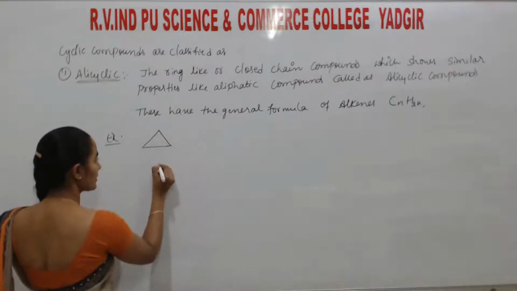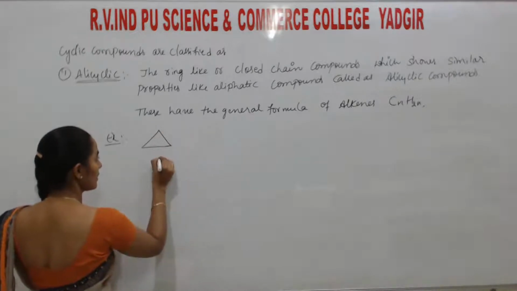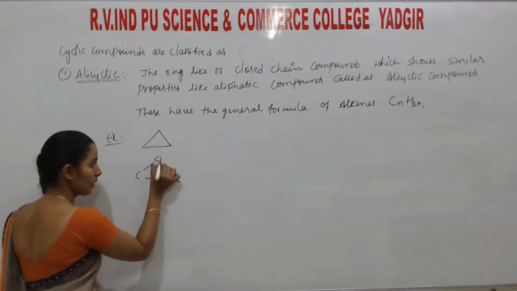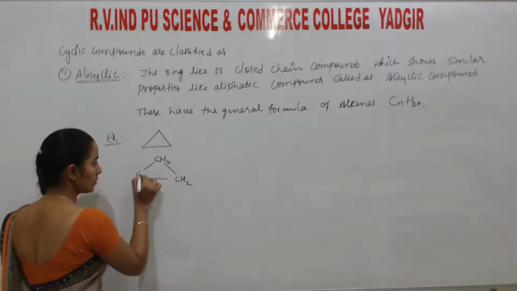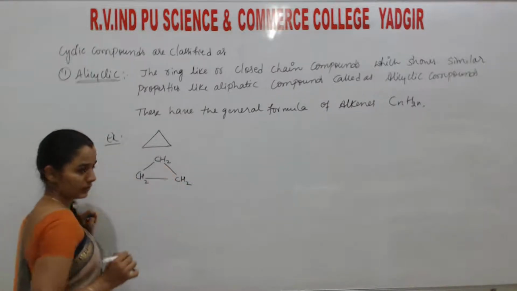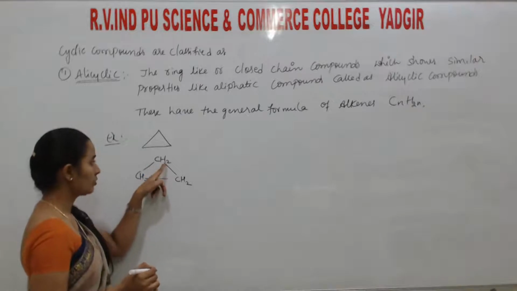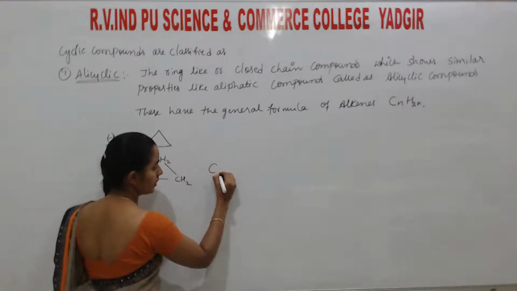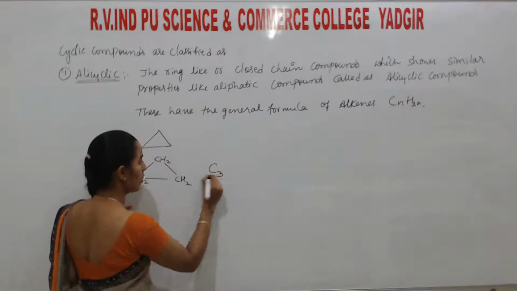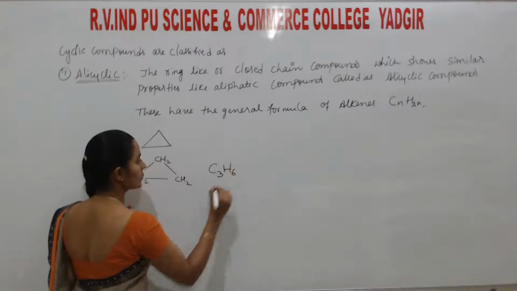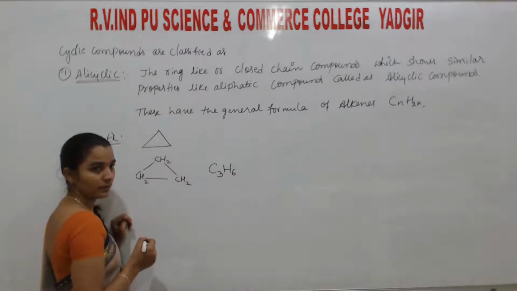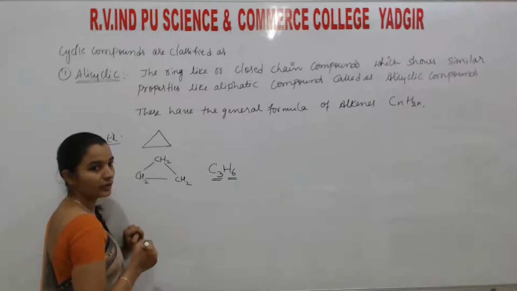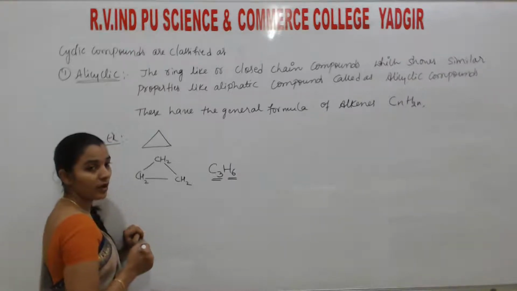So here, if you extend this structure, it is like C, C, C, right? Here 2 carbon atoms are there, means CH2, CH2, CH2. 2 bonds, so 4 bonds are satisfied with hydrogen, means 1, 2, 3, 4. 1, 2, 3, 4. 1, 2, 3, 4. So if you complete the structure, the molecule's formula becomes 3 carbon atoms, 6 hydrogen atoms. So this is CnH2n, the general formula of alkene.